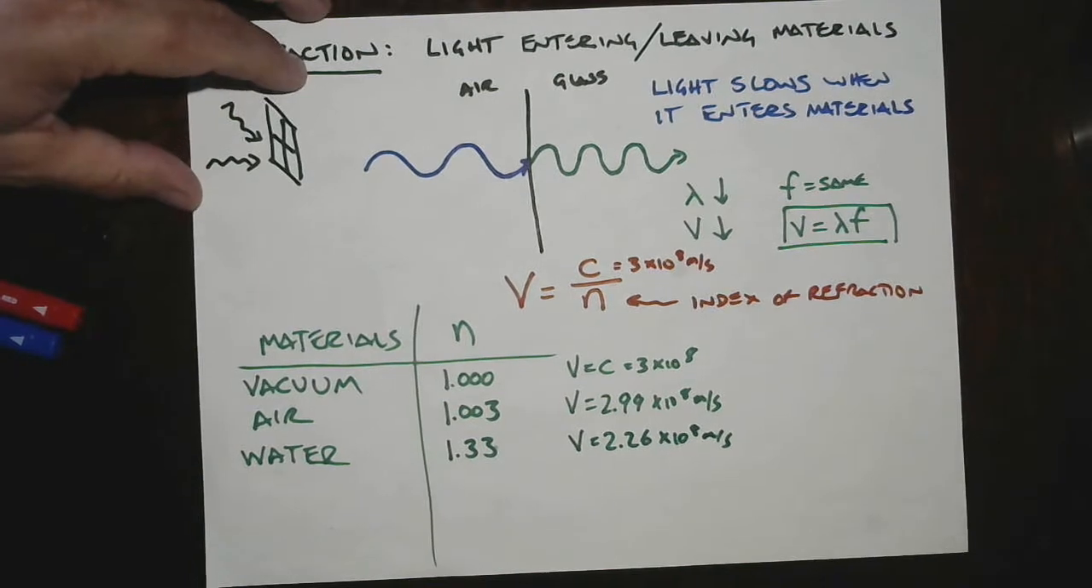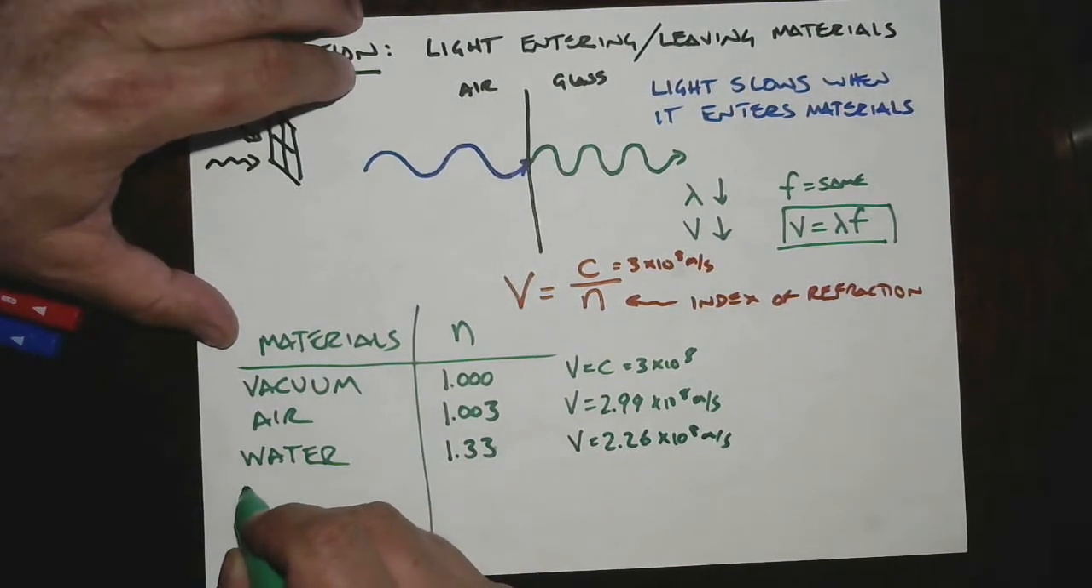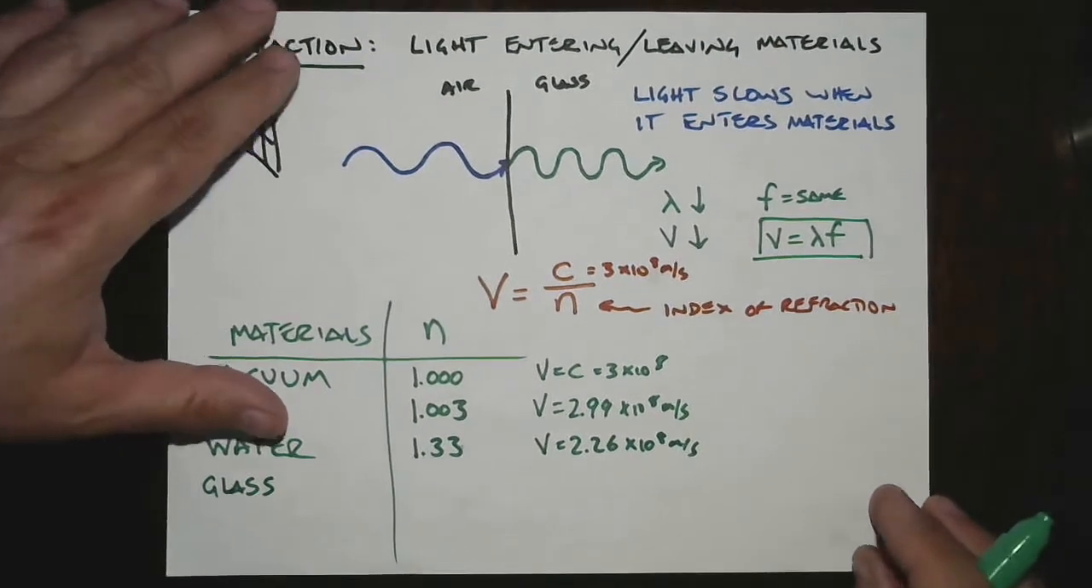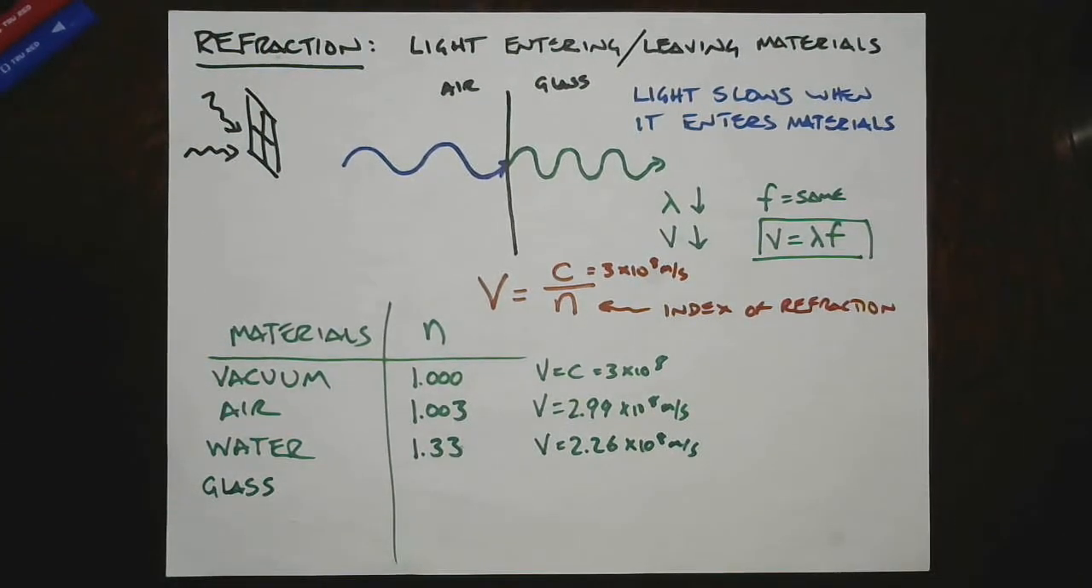A couple more here for you. One is glass. Now, with glass, there are many different types of glass. There is more than one formula for glass. Different types of glass.